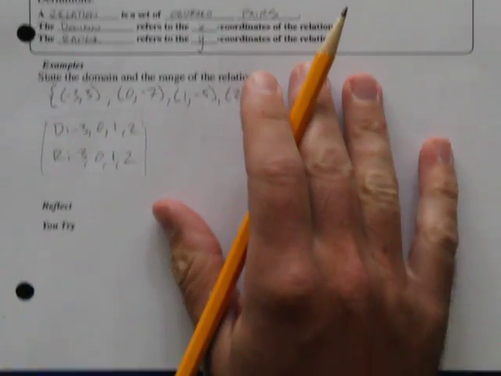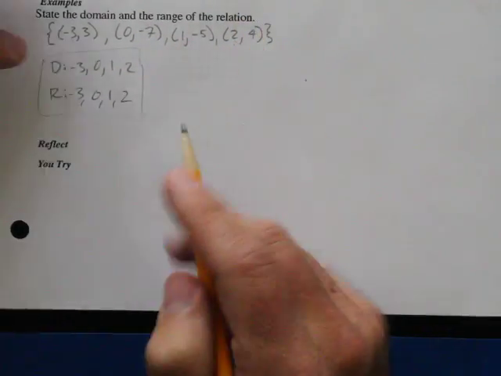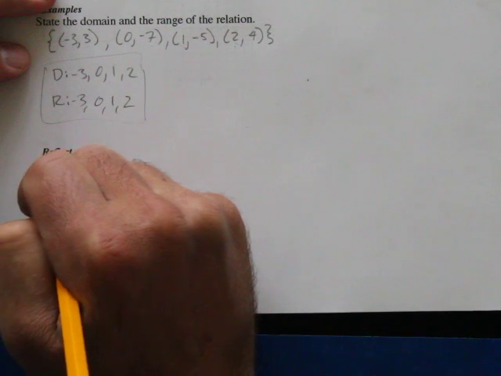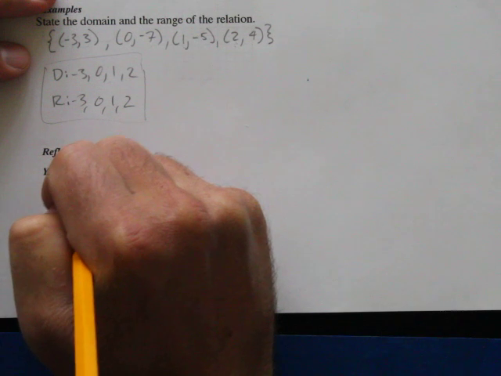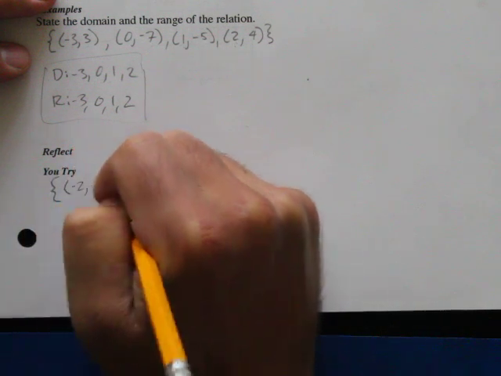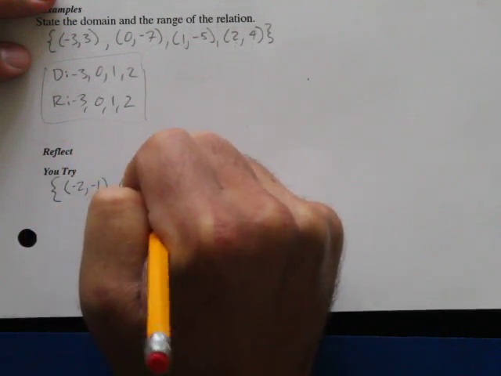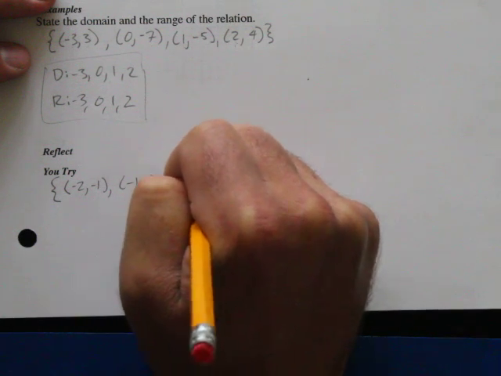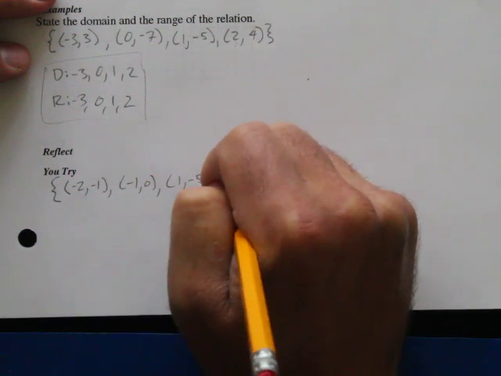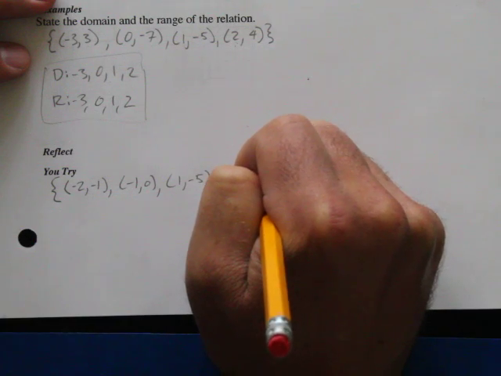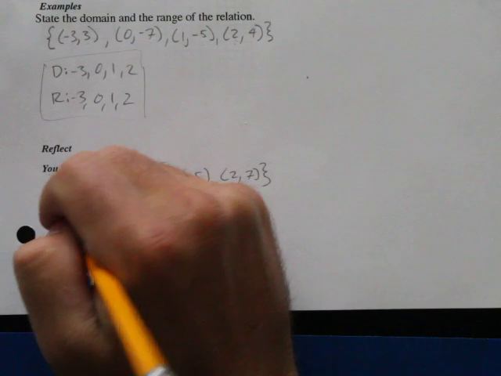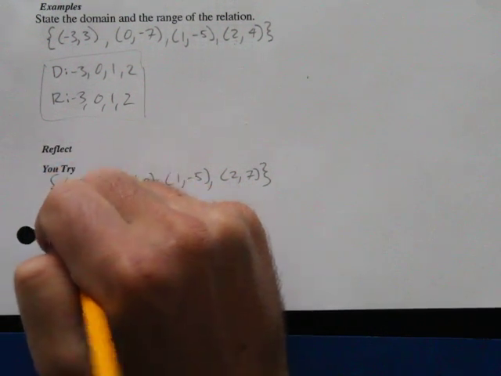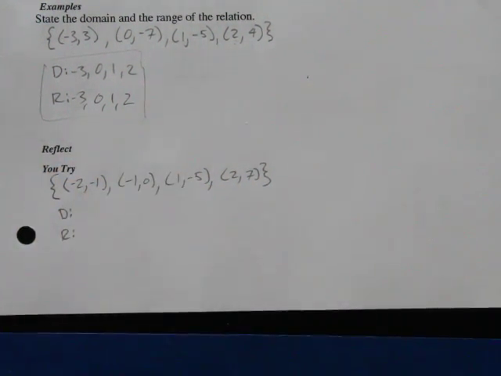All right, let's have you do one on your own. Here is my relation: (-2, -1), (-1, 0), (1, -5), and (2, 7). Okay, so you're going to write down the domain and the range of this relation. So go ahead and pause now and get to work.